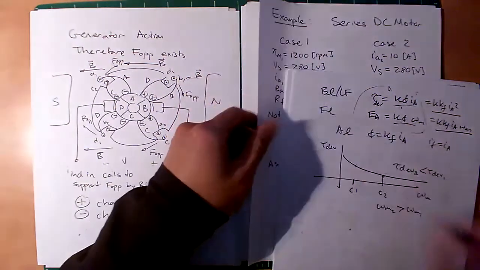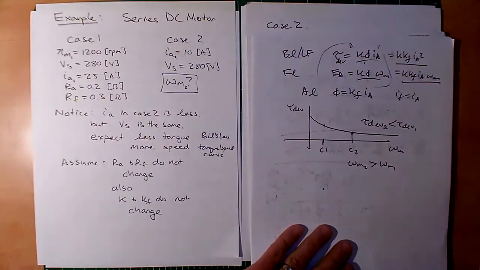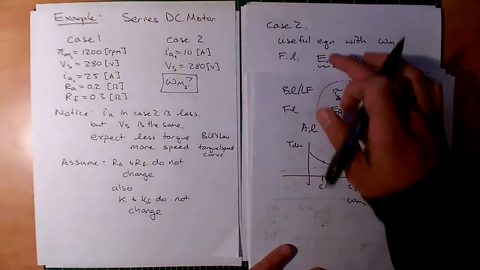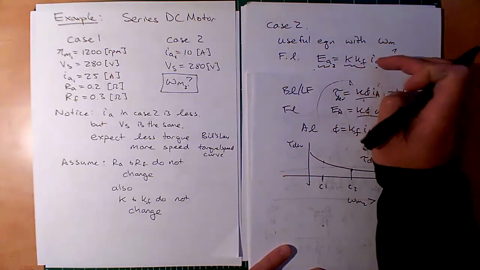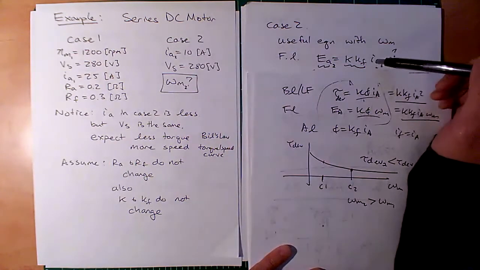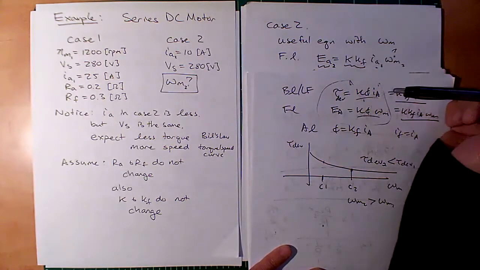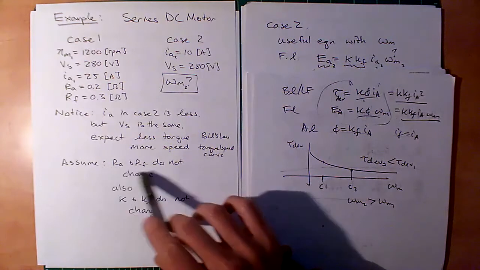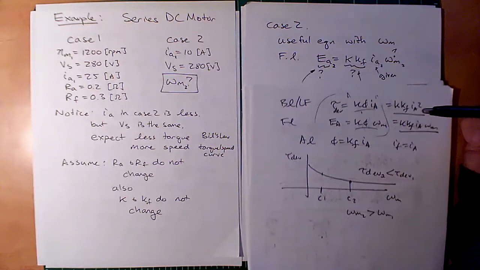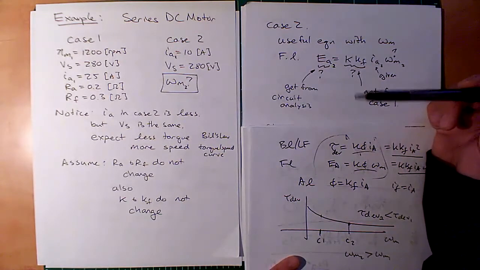Now, remember, we want to solve for omega M2. And we have this nice equation with Faraday's law, right? So EA2 equals K KF IA2 omega M2. And if we look at what information we have, we know IA2, that's 10 amps, but we don't know EA2 and we don't know K KF. We do, however, know the resistance, and we know the input voltage, and we know the current. So we can get this EA2 probably from our circuit analysis, our nodal Ohm's law.